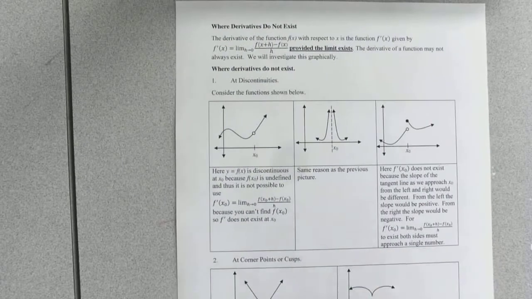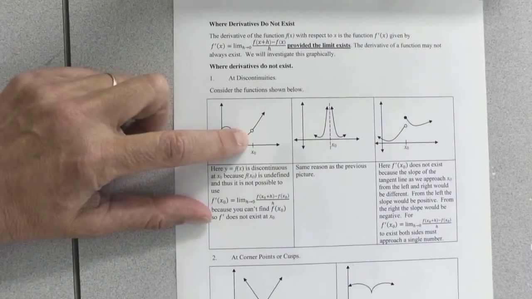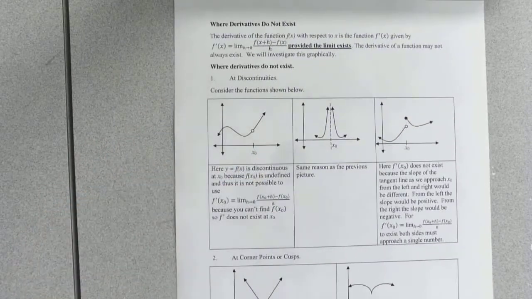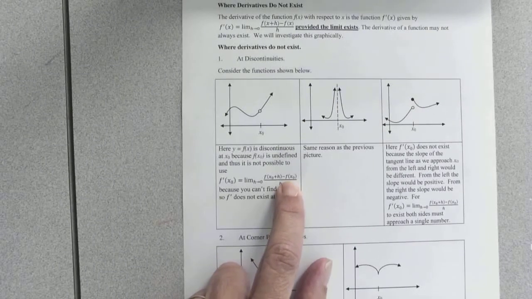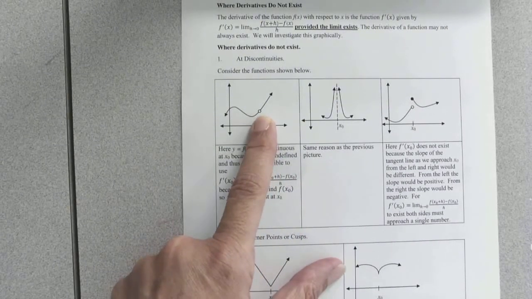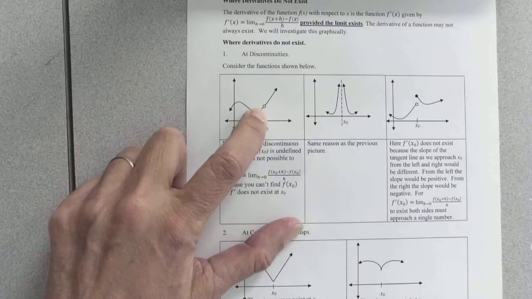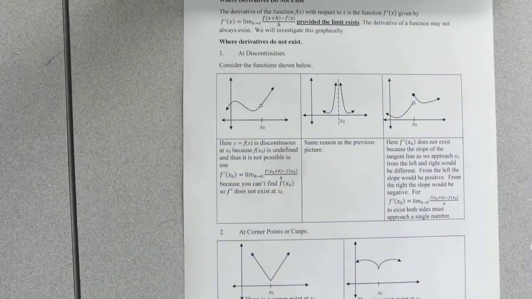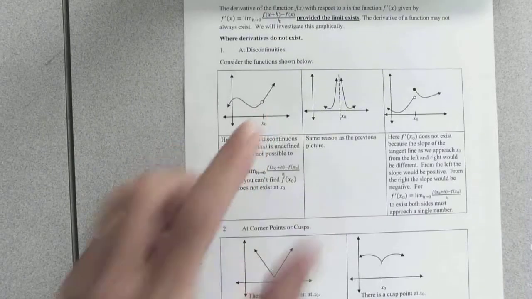So where derivatives do not exist. One, at discontinuities. And we have the various reasons here, but here you have a removable discontinuity. And so there's x naught. Now if we go back to the pointwise definition of the derivative, it has f prime of x naught in there. There's a missing point there, and so there is not a functional value here. So I can't say what f of x naught is, and if I can't say what f of x naught is, I can't do the derivative at that point. So derivatives do not exist at removable discontinuities.